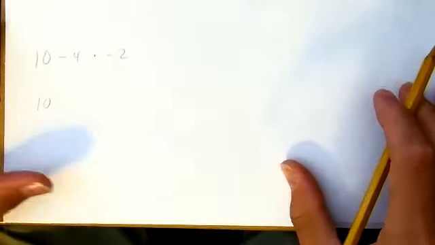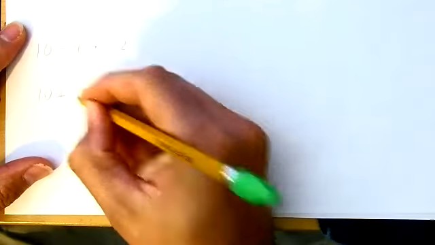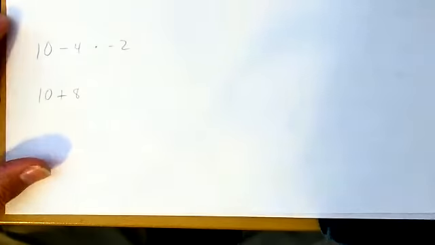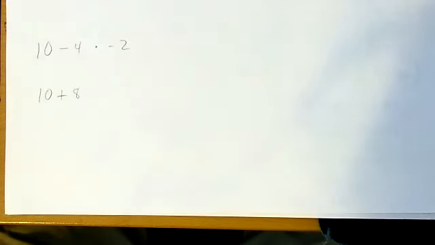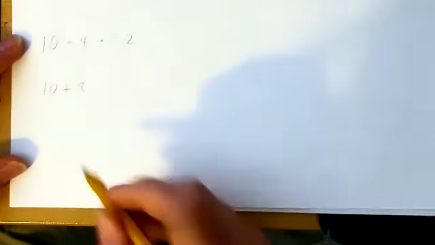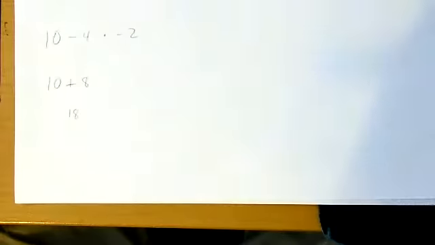Negative times a negative is going to be a positive. So when you come down here, it's actually +8 instead of -8, which just adds complexity that you don't need. So then you just add those together and you end up with that.